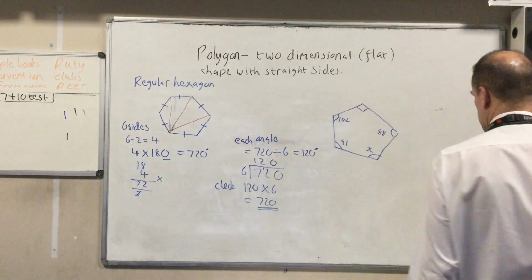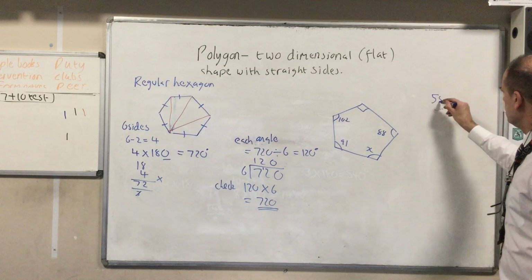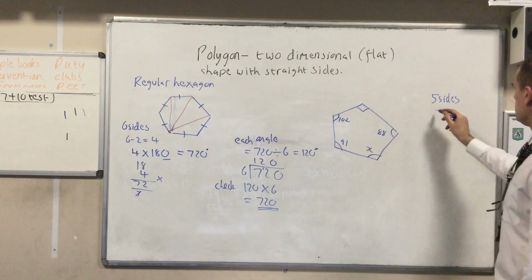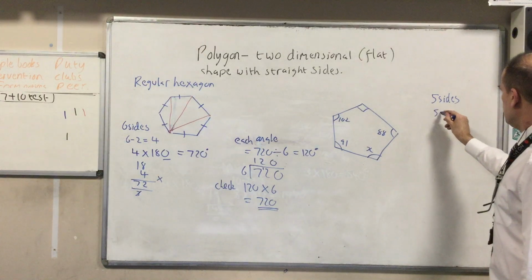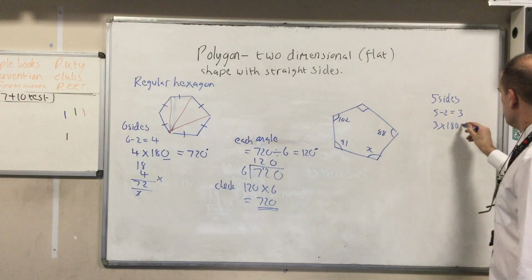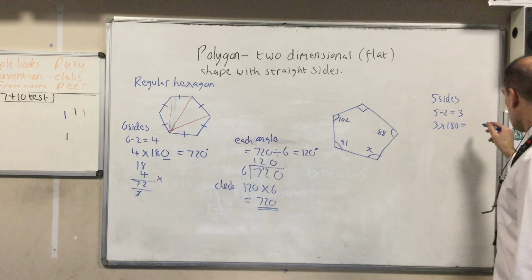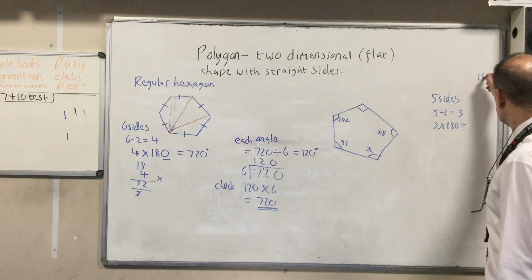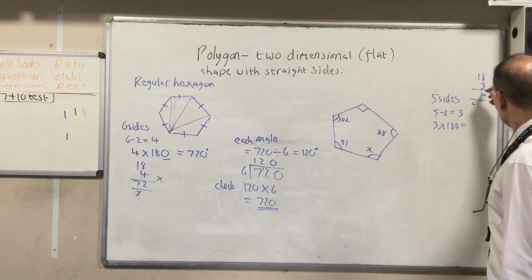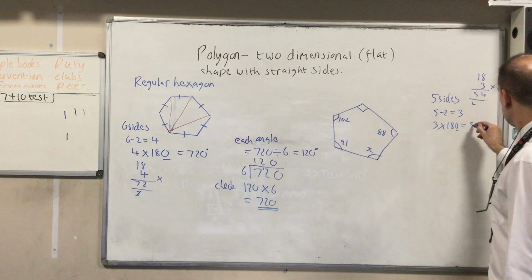Well, first of all, because it's got 5 sides, we need to know what all the angles add up to. You can split it from a corner if you want, but the rule I've given you is 5 take away 2. That means you can split it into 3 triangles. 3 times 180 gives you, let's do 18 times 3. You can use a calculator if you want. 1 3 is 3, 54, add the 0 back on, 540.